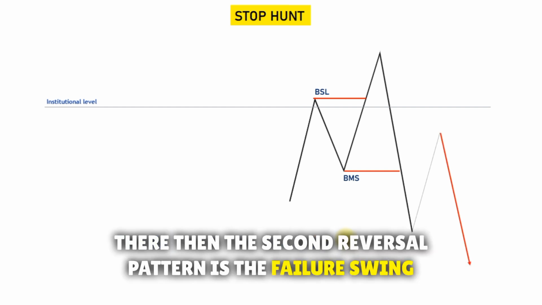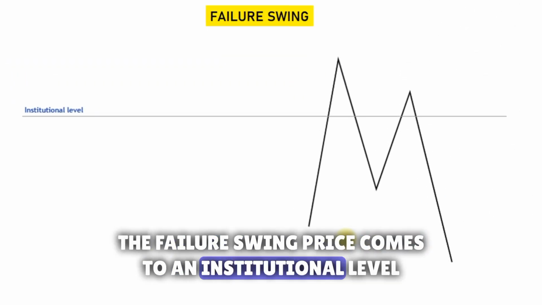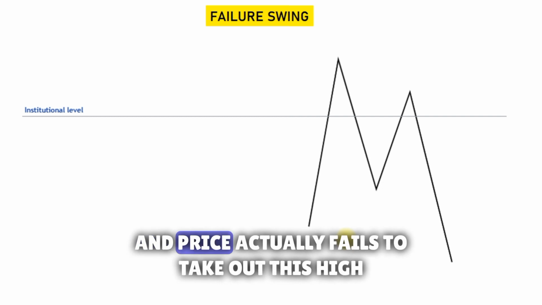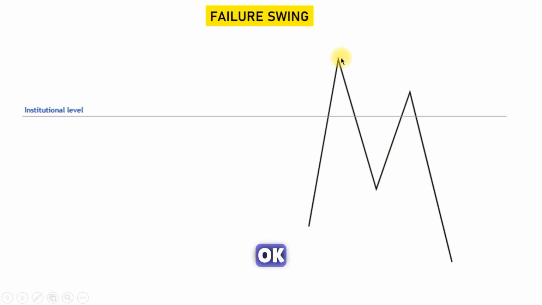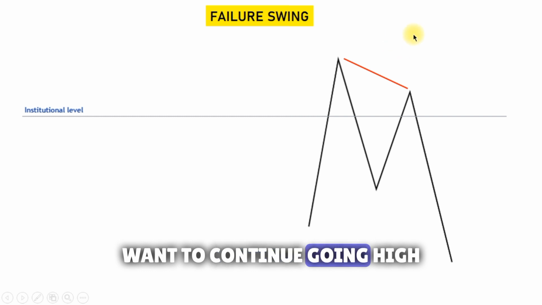Then the second reversal pattern is the failure swing. The failure swing, price comes to an institutional level, creates a high, then it creates a short-term low, then price actually fails to take out this high. That failure swing is an indication that price does not want to continue going high.